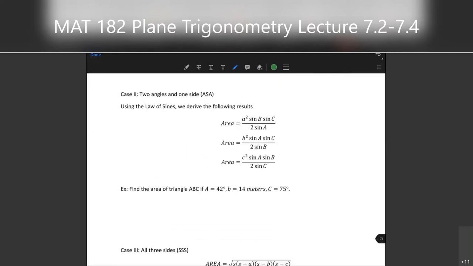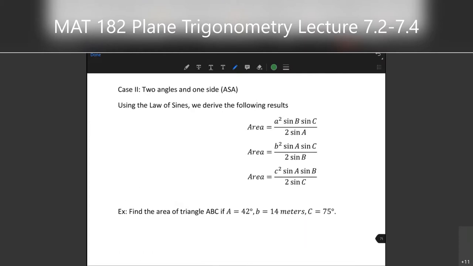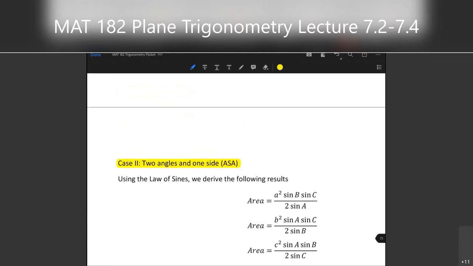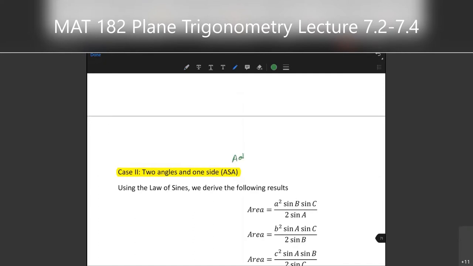A second case that we have involves an angle-side-angle. This is really derived with the law of sines. We're not going to go through the derivation for this one either, but we do want to just take the formulas as they are. So this again has three arrangements. If we know an angle-side-angle, we really know all three angles. If we know two, we know all three angles. And one side.